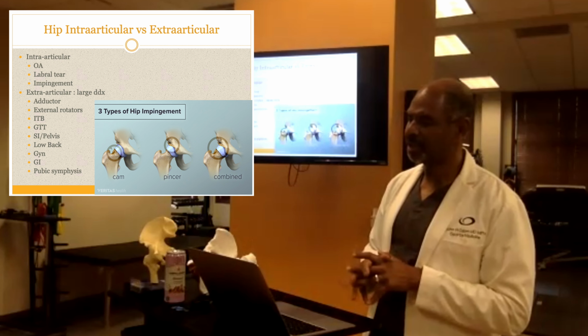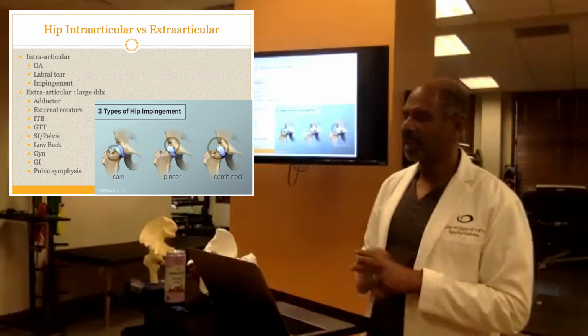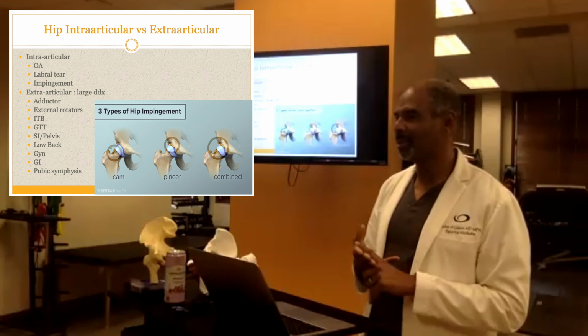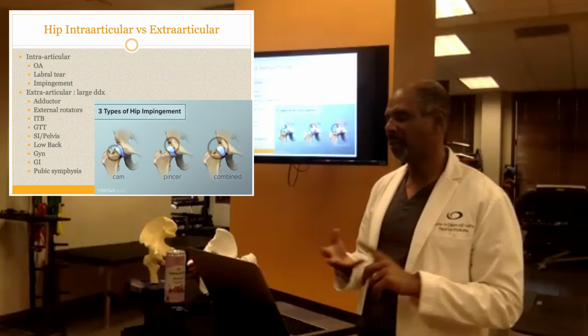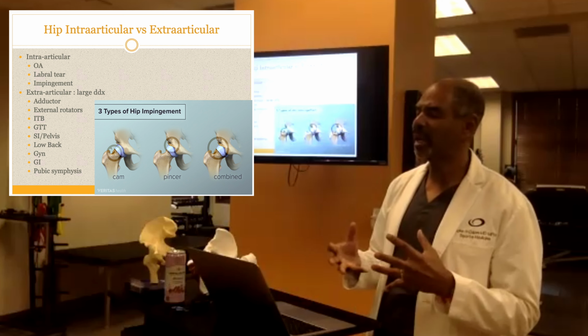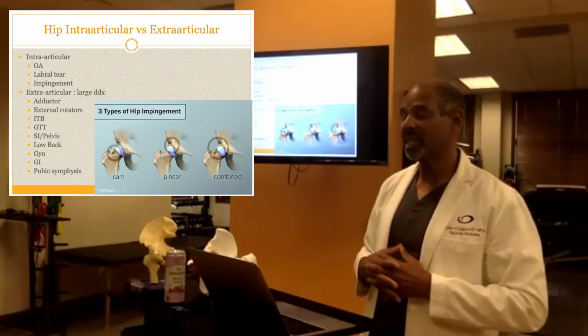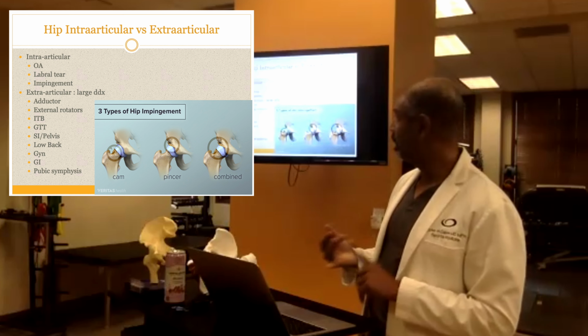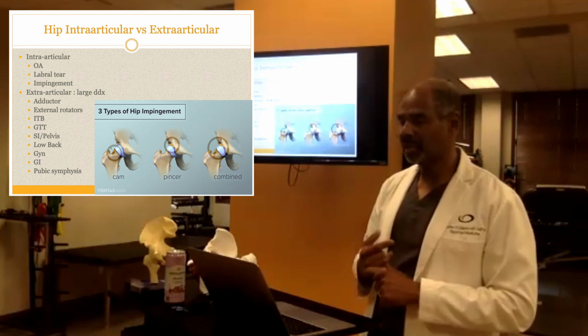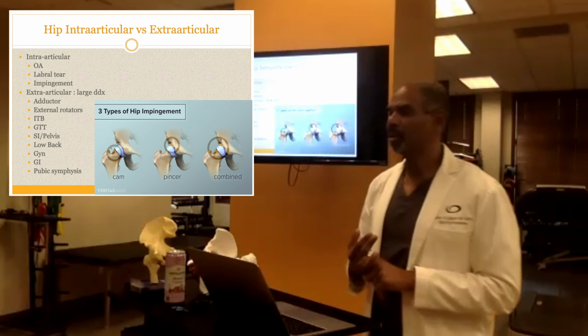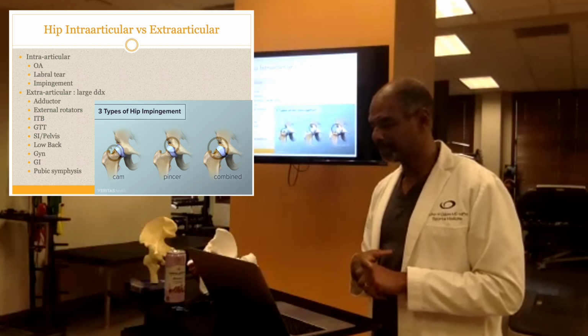And when I think about intra-articular causes, there could obviously be more. You can have infectious causes and other things, but the three main intra-articular causes that we see are these three listed here: OA, for osteoarthritis, the same thing as degenerative arthritis, a labral tear, and then impingement.